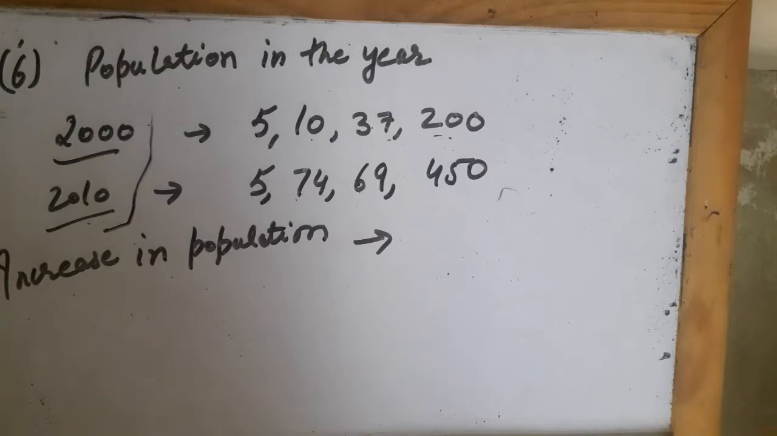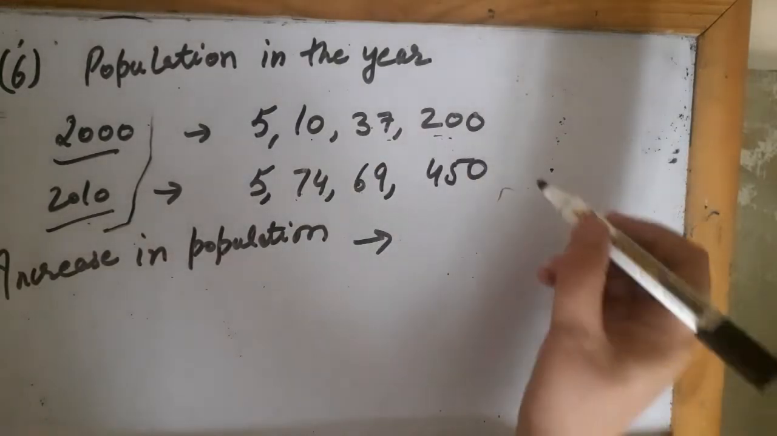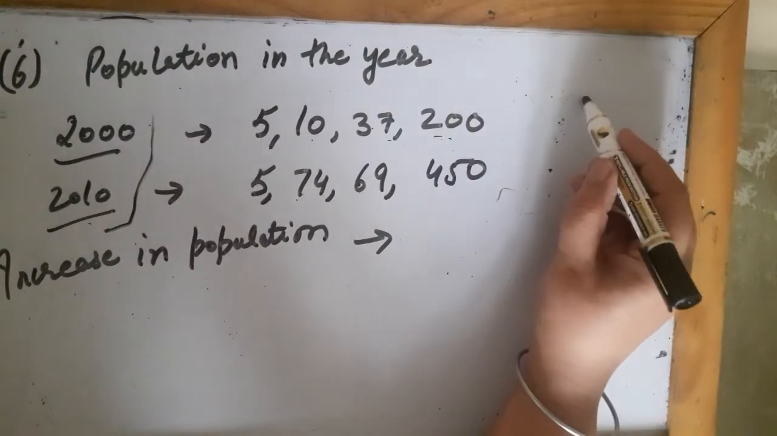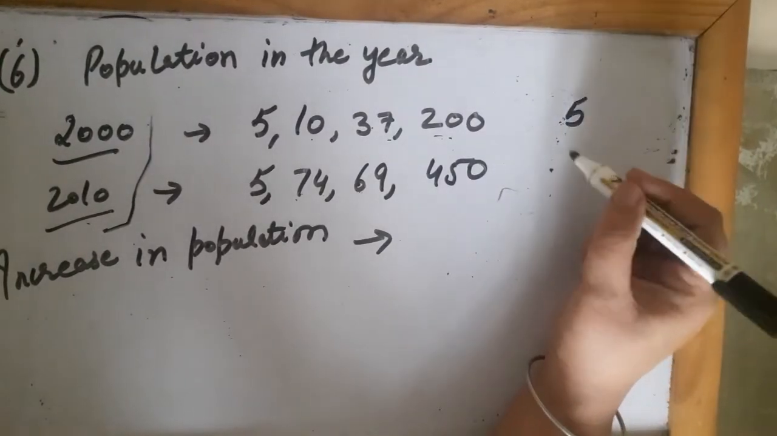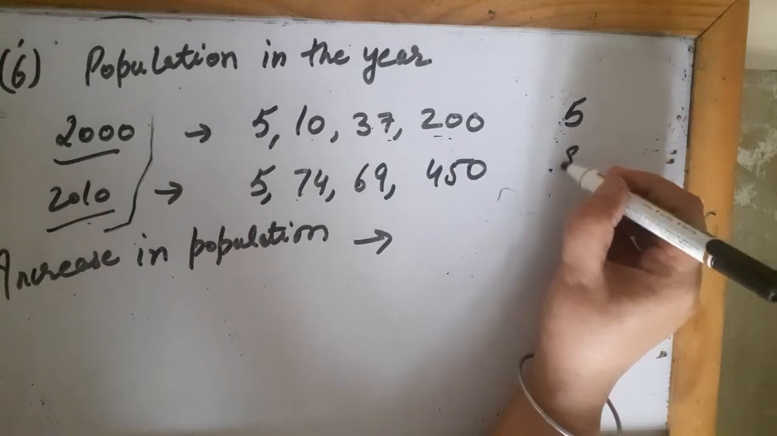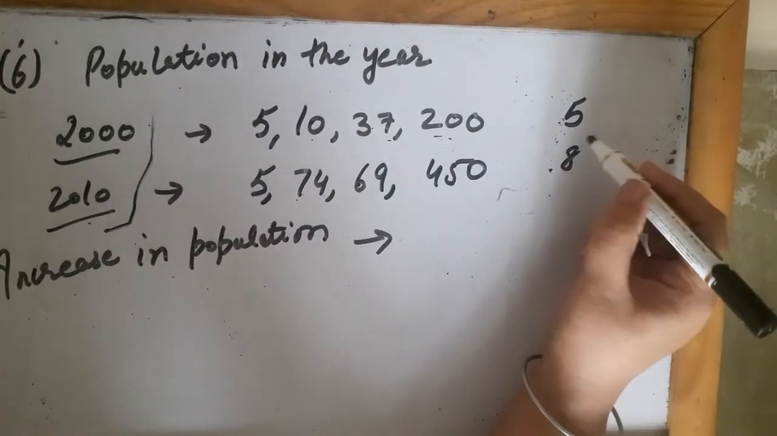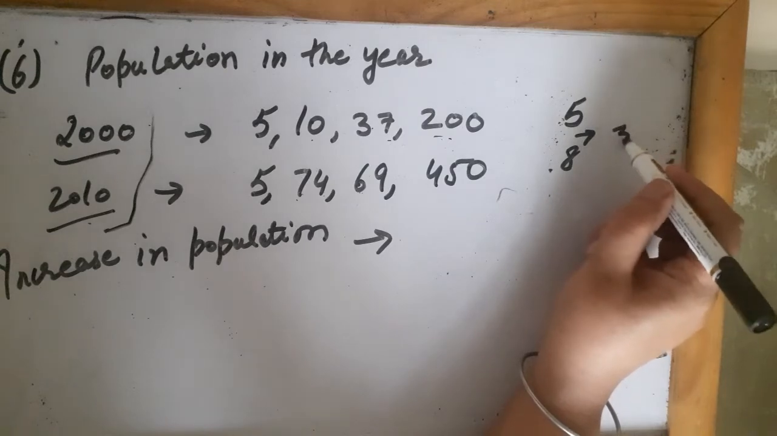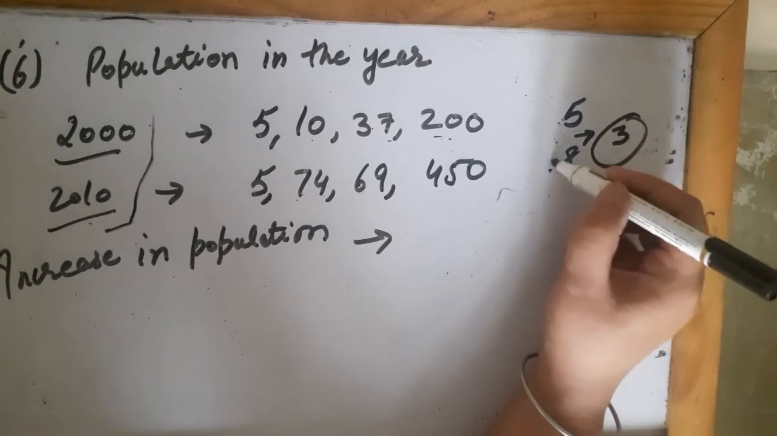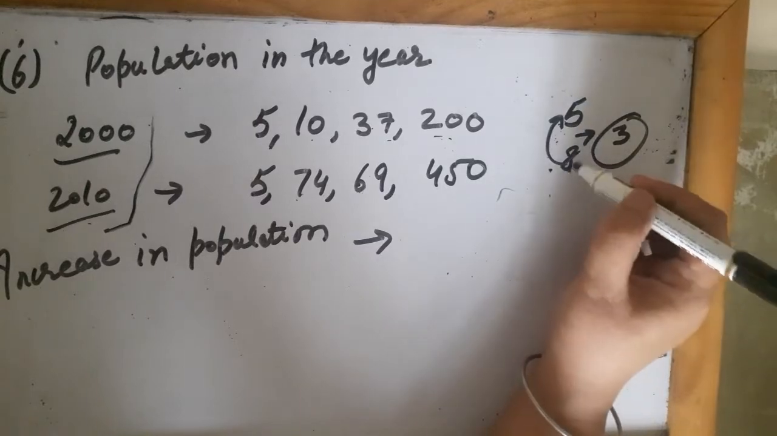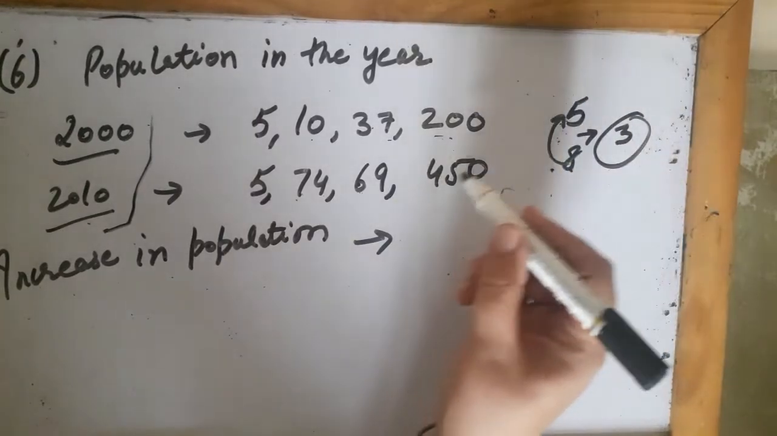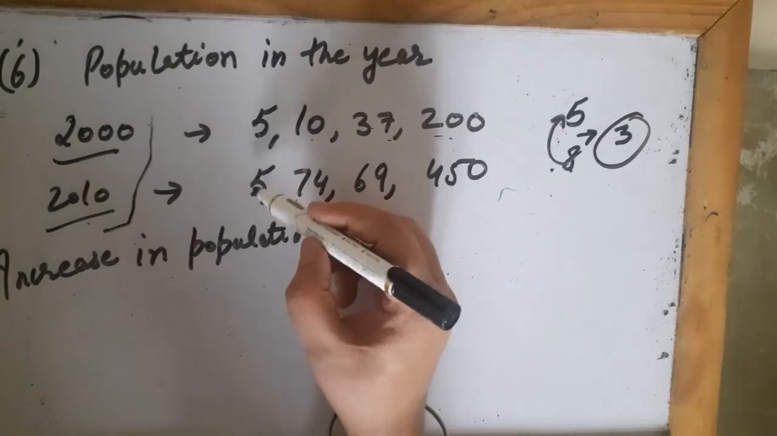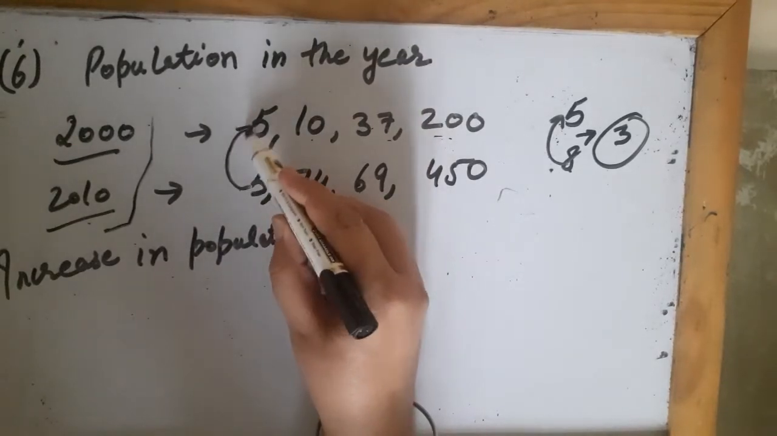Suppose I'll always make the problems with short numbers. You can always think in mind taking the short numbers. Suppose I say in the year 2000 the population was 5, and in 2010 it has become 8. So how much increase is there in this? The increase is 3. And how will you get this 3? By subtracting this. So from 8 we will subtract 5. So what it means is, to find the increase in population, I will subtract these two numbers.